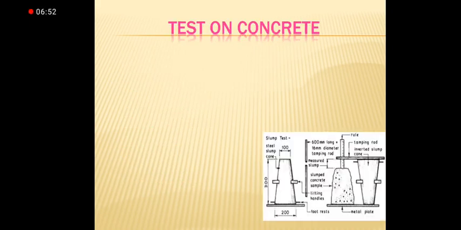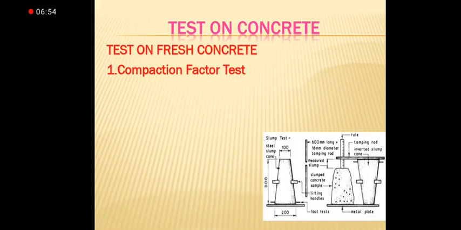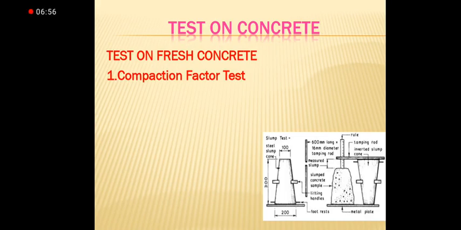Next is concrete testings. Concrete testings, we know we have to perform for two stages, that is fresh concrete and hardened concrete. Fresh concrete means when the concrete is freshly prepared. It is also called as green concrete. Means we have to check its workability. What is workability? Workability means the ease of work, how comfortable we are with concrete to go for the construction.